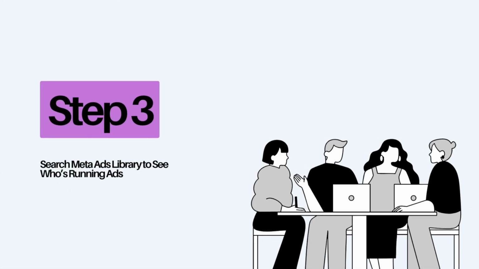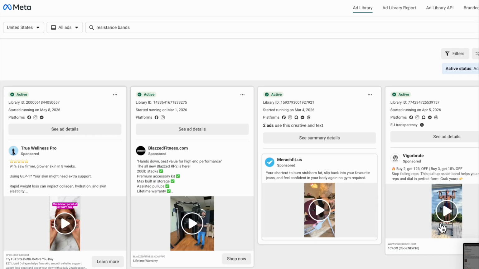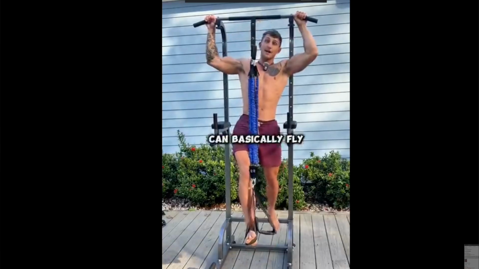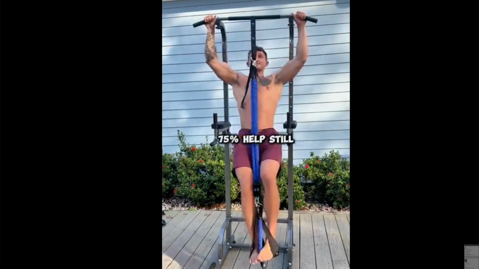Then I look at who's running ads. I'd go to Meta Ad Library and search for resistance bands, or the product in your case. If a brand has been running ads for that same product for 30, 60, 90, 120 days, then more than likely that product is profitable. And I'd study that product. What's the hook? What's the problem it's solving? Who is it geared towards? And let me emphasize this: you're not copying them, you're studying them so you can see what to do better.